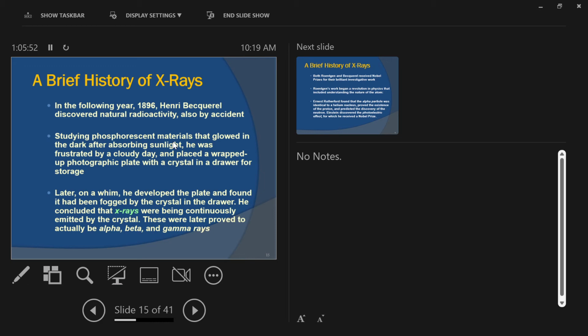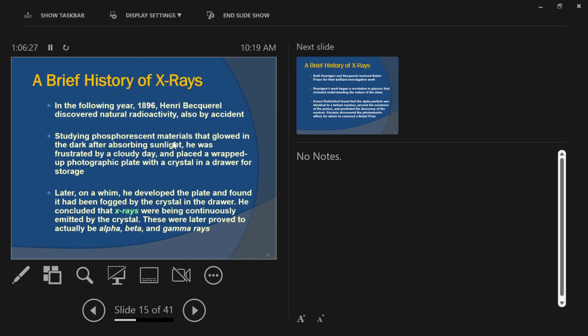So it said that on a day, he was frustrated and he put his phosphorescent materials away. Took his photographic plate and put it in a drawer. It's a cloudy day, so he couldn't use the sunlight. And wraps up his photographic plate, puts it in a drawer with other things, and in that drawer was some crystals that he had been experimenting with. The crystals were nice because they would emit light in interesting ways, but he didn't know much else about the crystals that he's experimenting with. Turns out that these crystals that he was experimenting with were radioactive, probably uranium or something like that.